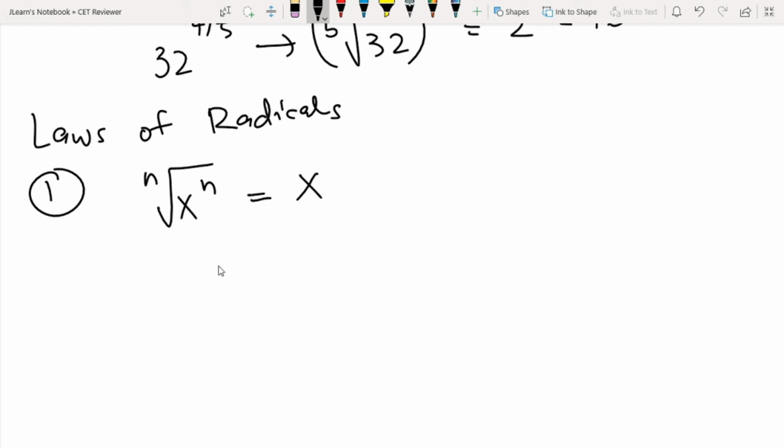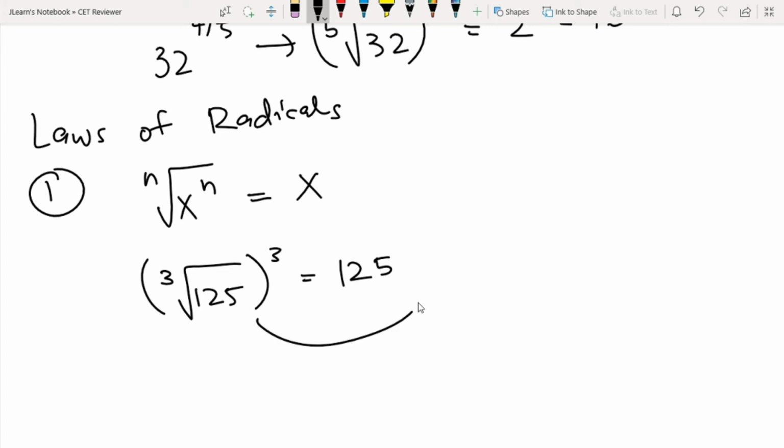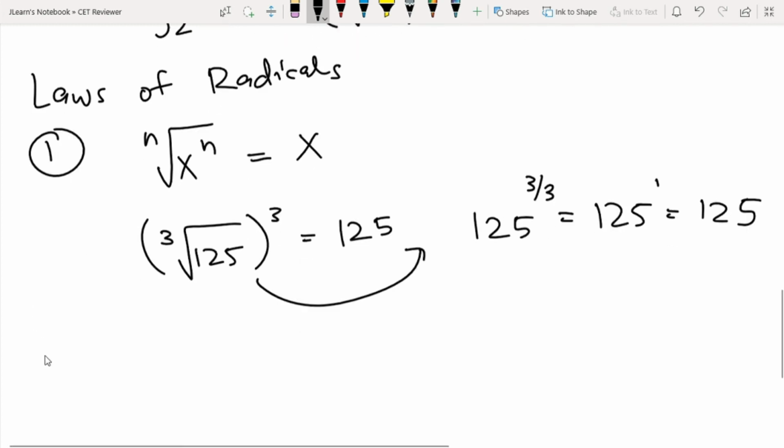Kung isipin mo, kunyari, ano ang cube root of 125 cubed? This will just be equal to 125. You can also think of this as, let's say, 125 raised to 3 over 3. So, this will be 125 raised to 1. So, equal lang siya sa 125. Okay? That is easy enough.